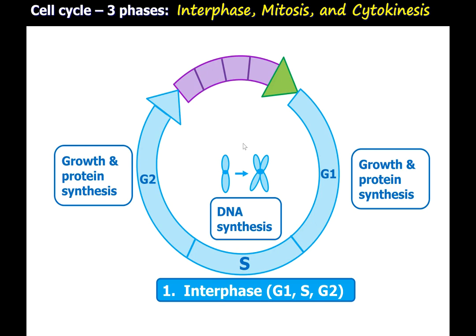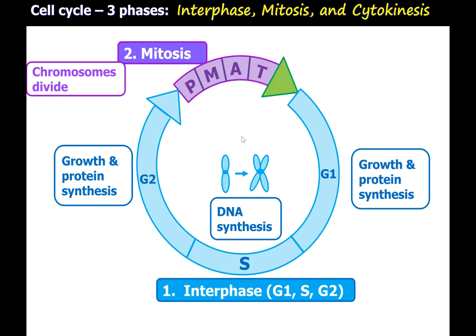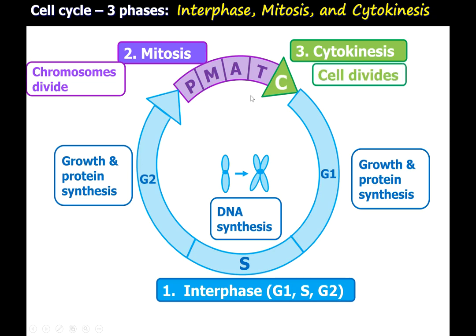When the cell has grown too big for nutrients and oxygen to reach the nucleus, then it has to divide, and that is mitosis. Mitosis consists of 4 parts: prophase, metaphase, anaphase, and telophase, and it is when the chromosomes divide. So we have a duplicated chromosome that turns back into 2 single chromosomes. Last, at the end of the chromosomes dividing, is the cell dividing. Cytokinesis is when the cell divides into 2.